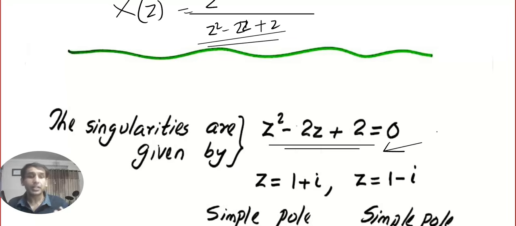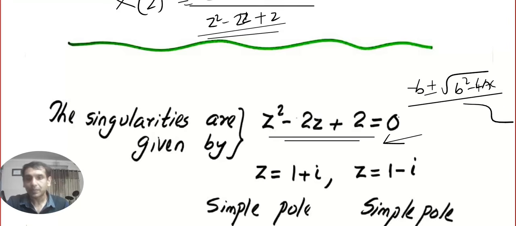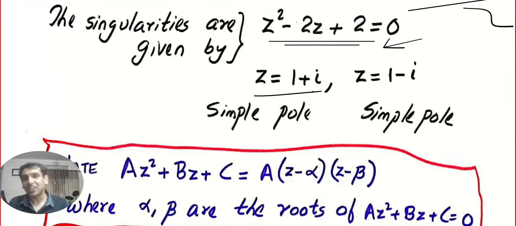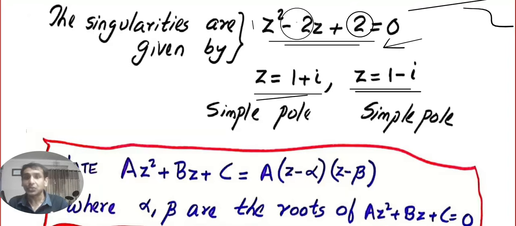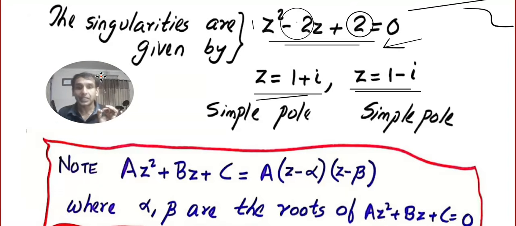You can use a calculator, and if you don't want to use a calculator, use a formula minus b plus or minus root under b square minus 4ac by 2a. That formula. And good news, we got simple poles. The poles are z equal to 1 plus i, z equal to 1 minus i. Anyway, my recommendation is use a calculator unless you end up with equations which has i. You cannot input these into your calculator, but here it's okay. A is 1, B is minus 2, C is 2. So strongly recommending use a calculator.